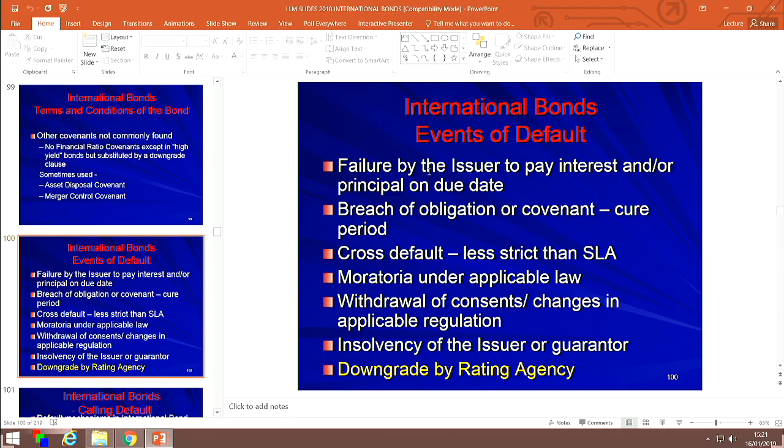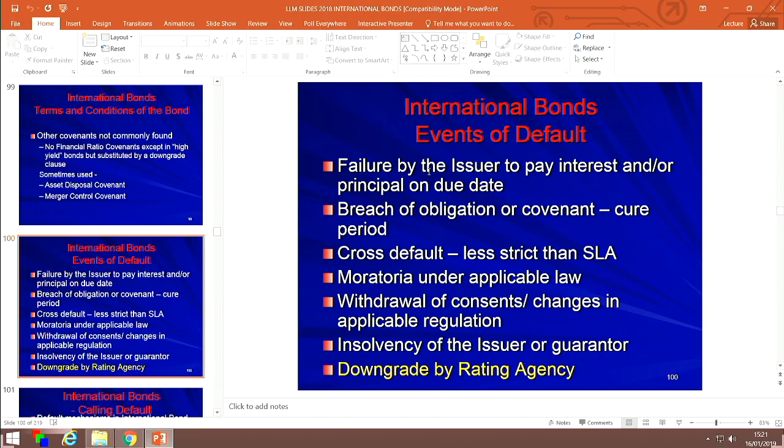Next one down, insolvency of the issuer. The clause relating to insolvency is exactly the same as in syndicated loans. I'm not going to ask you what it is, because I bet nobody here can tell me what it is, so go back and read your notes. It's the same insolvency clause, because it doesn't refer just to technical insolvency and liquidation. It is any insolvency proceeding under applicable law, applicable to the issuer.